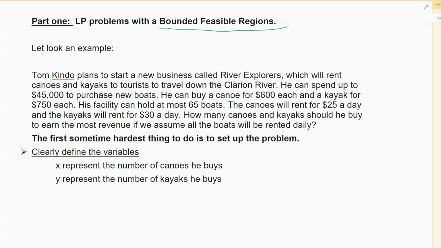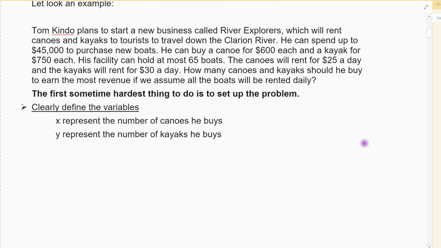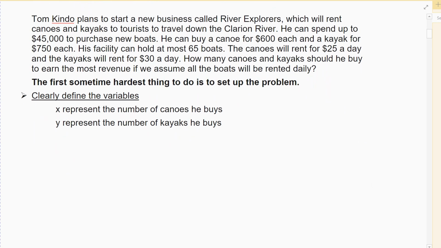Alright, so an example of a linear programming type. And again, I'm going to walk you through it. So we've got Tom. He plans to start a business called River Explorers, and he wants to rent canoes and kayaks to tourists to travel down a river. He can spend up to $45,000. So he either has a loan, or he's saved this money, or inherited, or whatever. But his budget is $45,000 for boat purchases. That's his limit there. He can spend up to that amount, but not over it. But he could technically spend less than it, right? If he spent less than it, means he's saving some money and he could spend it elsewhere in the business.